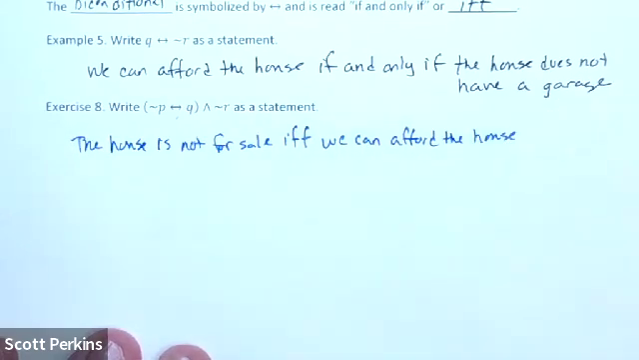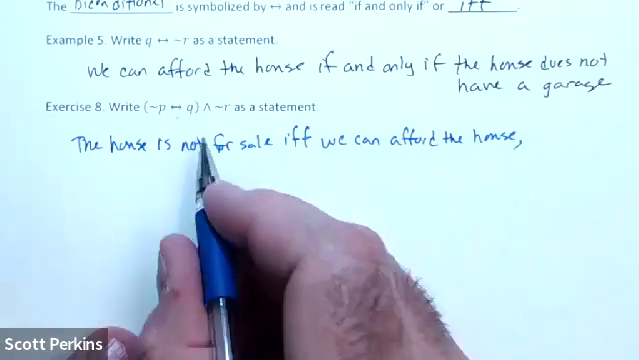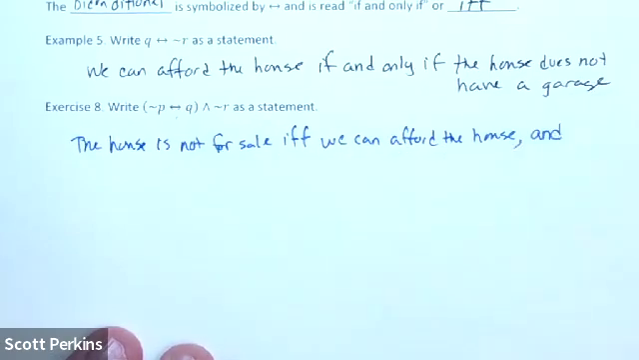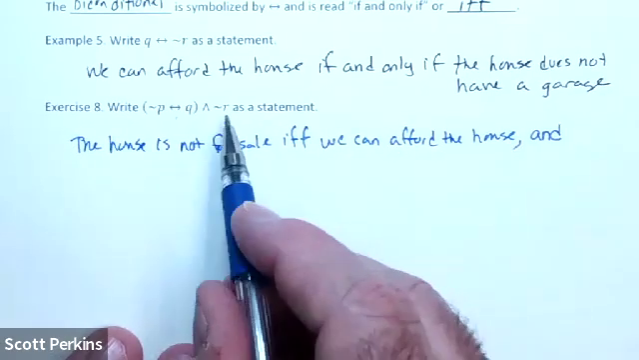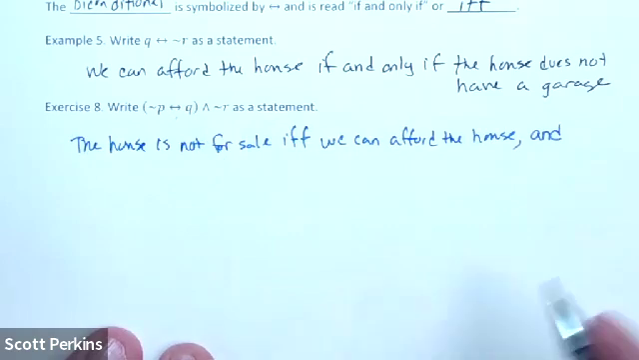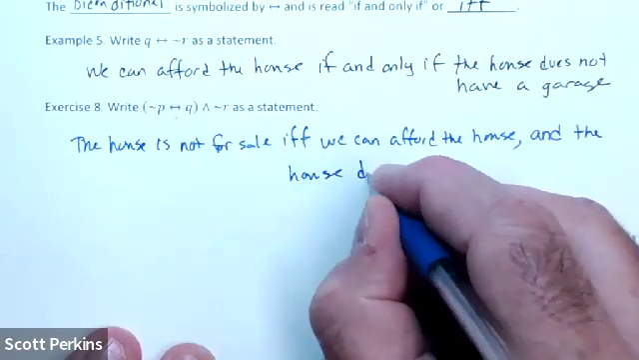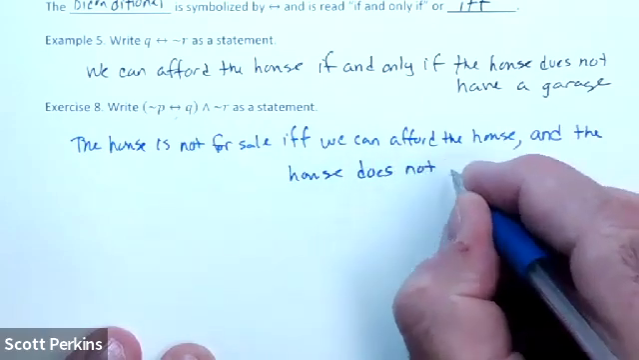Now, those two things are grouped together. They're in parentheses. So before I move on, I'm now going to indicate to anybody reading this that those two things go together. So I'm going to put a comma right there. Commas are for grouping. And then this is a conjunction, so it's going to be and, or the word but, whatever one you want. And then squiggly R is the house does not have a garage.